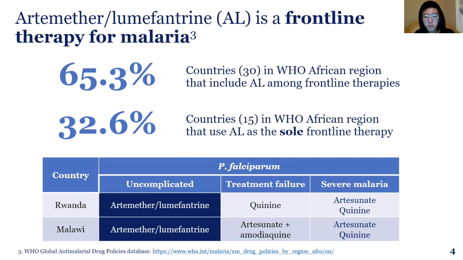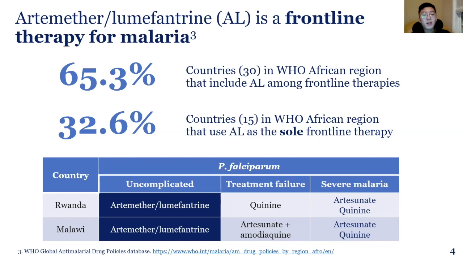And so now we can jump straight into the current state of antimalarials in Africa. The one I was focusing on for this project was artemether-lumefantrine, abbreviated AL. 65.3% of countries in the WHO African region include AL among their frontline therapies for malaria, especially for uncomplicated malaria. And then as you fail the initial first-line pharmacotherapy, you move on to a treatment failure regimen, which can include quinine or artesunate and other drugs. And failing that, you then move on to another backup regimen for severe malaria.